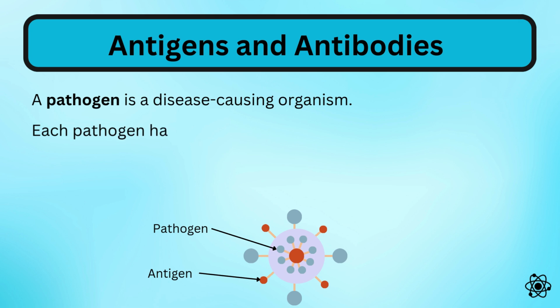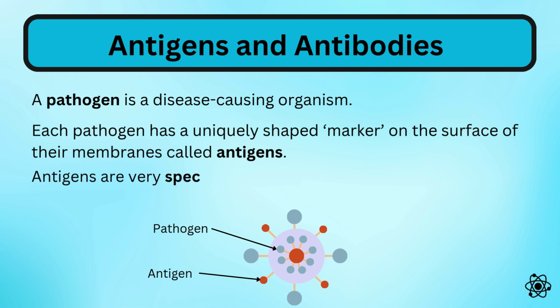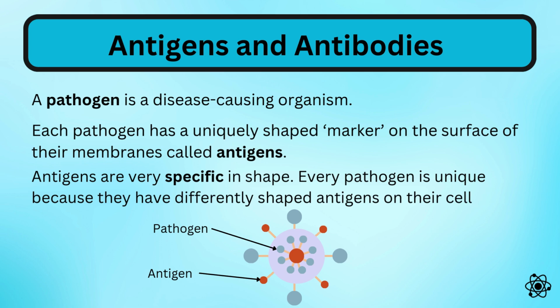Each pathogen has a uniquely shaped marker on the surface of its membrane called antigens. It is very important to understand that antigens are very specific in shape. Every pathogen is unique because they have different shaped antigens on their cell surfaces. Each pathogen has its own antigens which have specific shapes.